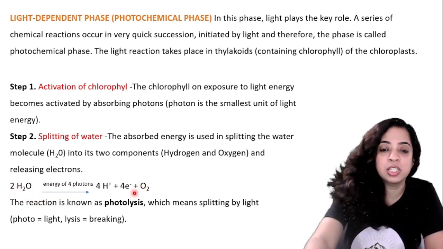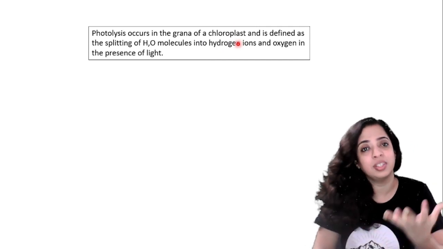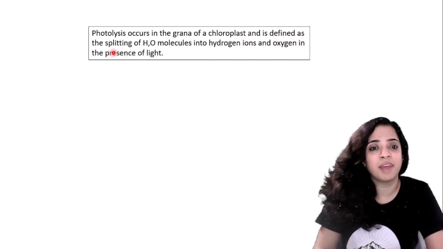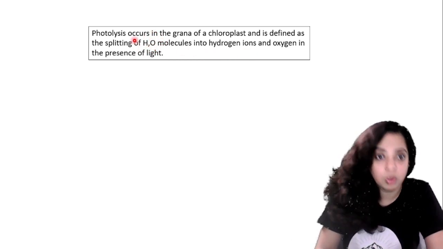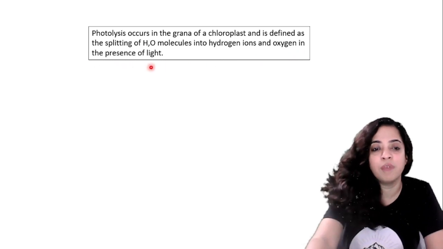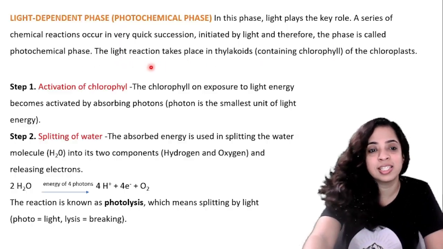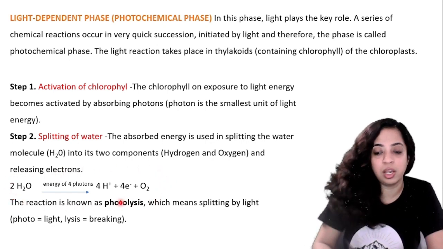This step happens in the grana of the chloroplast, obviously in the grana only the thylakoid is there, and it is defined as the splitting of water molecules. So there is a spelling mistake. This is H2O. Splitting of water molecules into hydrogen ions and oxygen in the presence of light. So whenever photolysis is asked, my dear children, please write this equation as well.